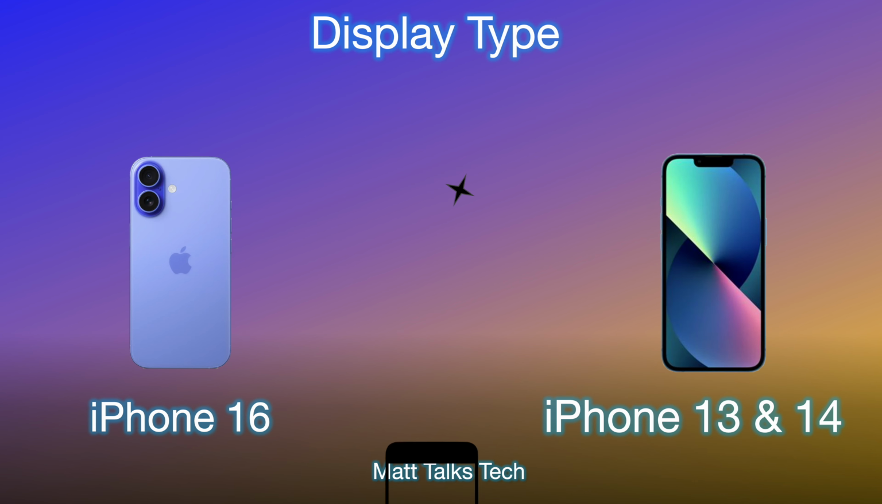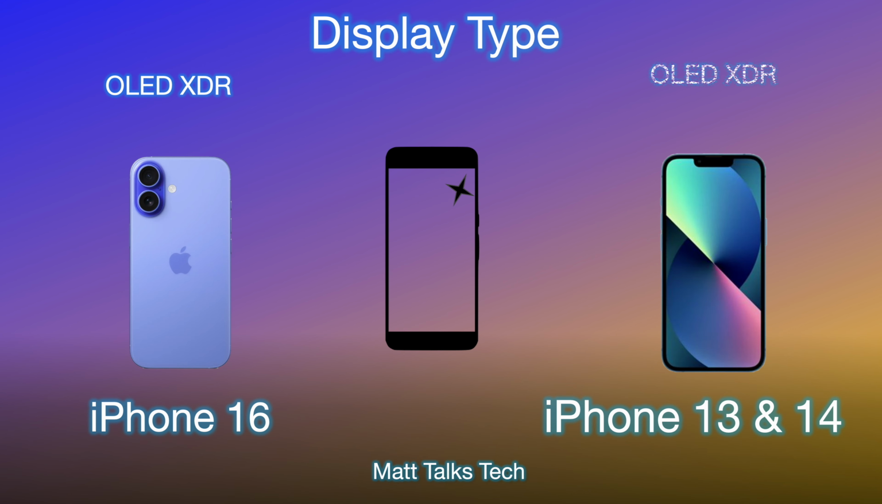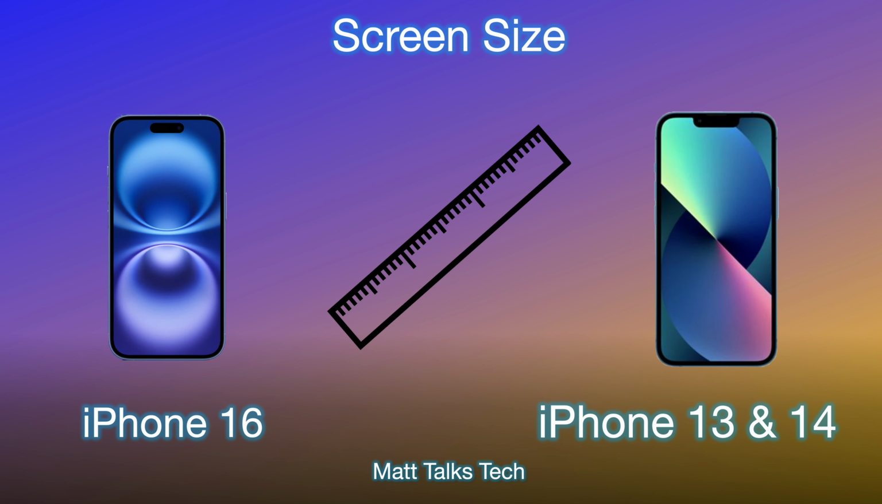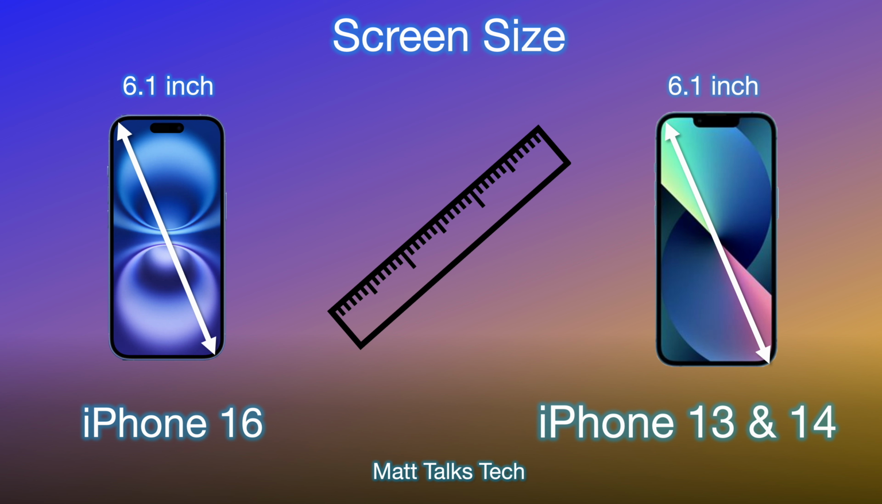Let's get started first of all with the display type. Both of these iPhones have really the same type of display inside of them. This is an OLED XDR display, and this actually came about with the iPhone 13, and they've kept this display now going through all of their models. So really there are no changes here with the actual screens. And the same for the screen size. All three of the models have the same screen size, 6.1 inches all across the board, no differences whatsoever.